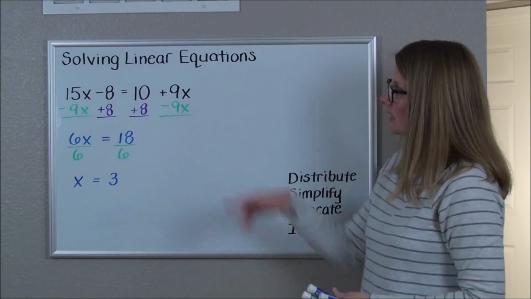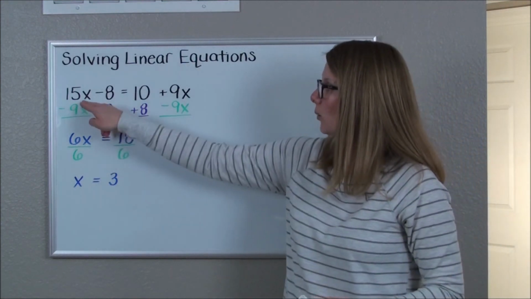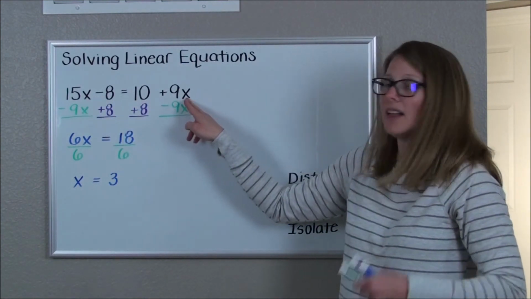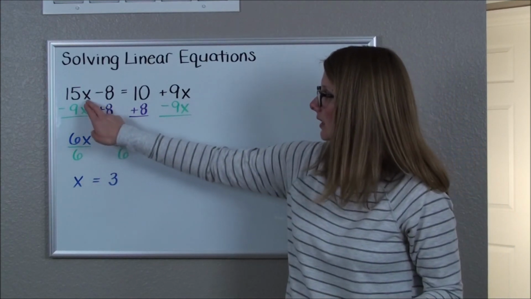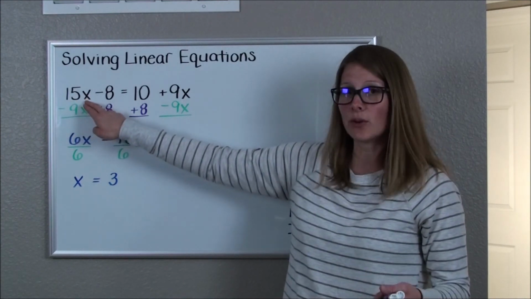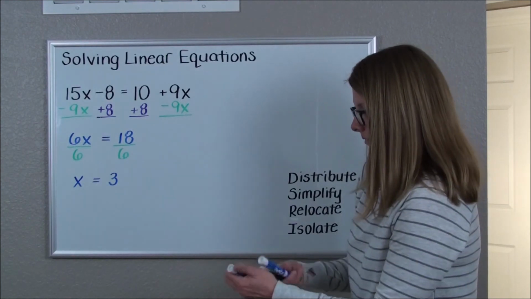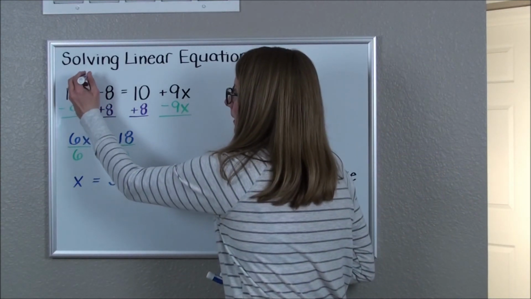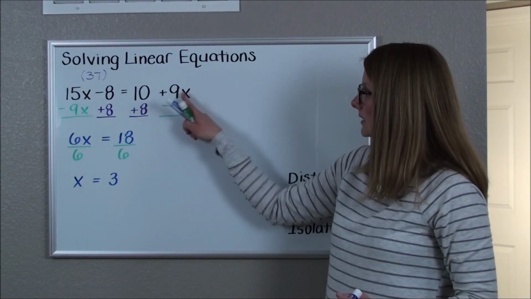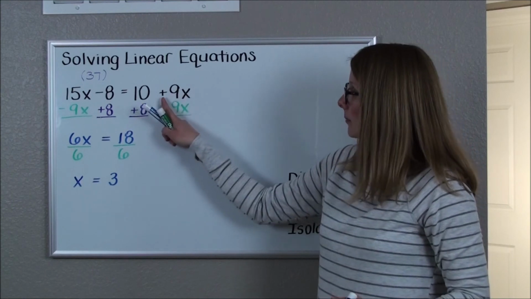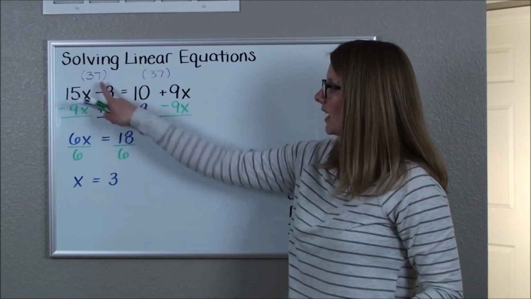And what that tells me is that back in the original equation, had I put a 3 where I saw the x's originally, this equation would have given me a true statement. So for example, if I plugged in a 3 here, 15 times 3 is 45. 45 minus 8 would be 37 on the left-hand side of the equal sign. And if I plugged in 3 over here, 9 times 3 is 27, and that plus this 10 is 37. And so that's a way of making the left side equal the right side.